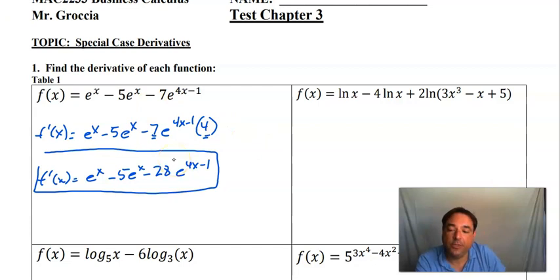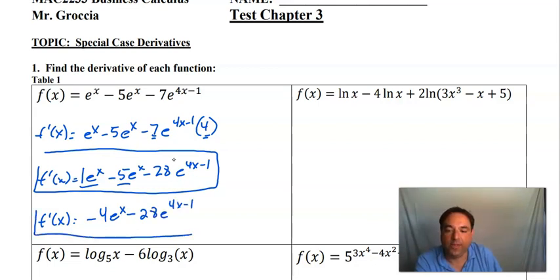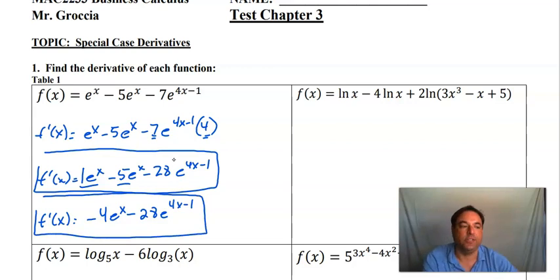But the last thing we can do is, since we have 1 e to the x minus 5e to the x, we can combine like terms. So what you would end up having is negative 4 e to the x minus 28 e to the 4x minus 1, and that would be your final simplified answer.